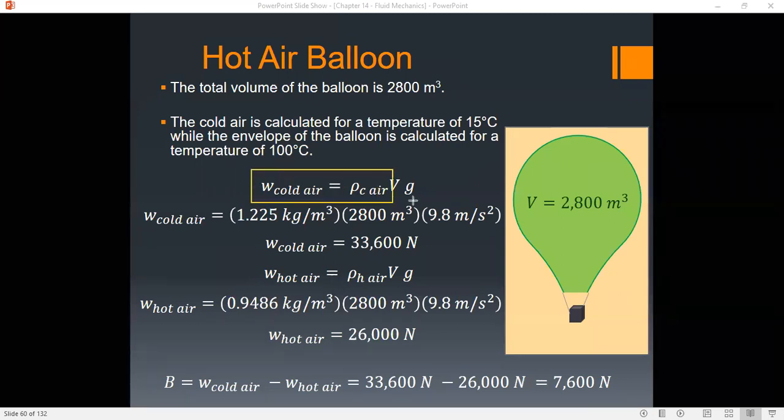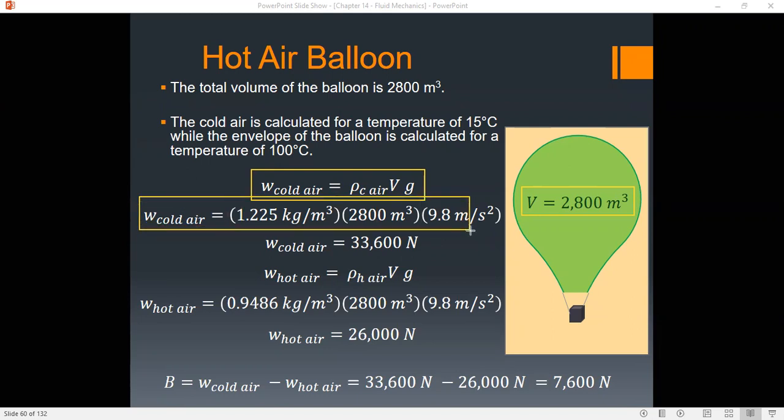So this equation represents the weight of the cold air that we're going to displace. We have a total volume of 2,800 cubic meters. That's a tremendous amount of volume. But remember, unlike water, which is about 1,000 kilograms per cubic meter, the mass of air is closer to about 1 kilogram per cubic meter. So it's 1,000 times less dense.